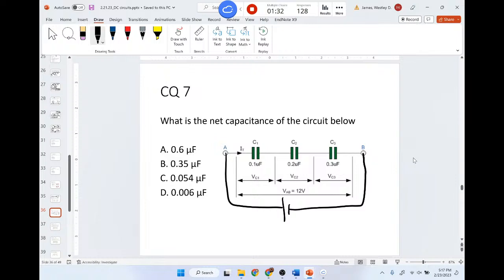Looking pretty good, y'all. And these are not resistors, so we have to use our new rule. Capacitors in series, we add differently than resistors in series. And we just saw that equation.